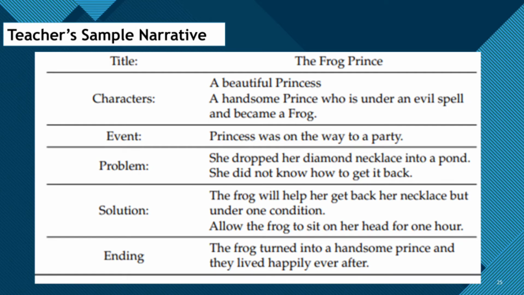Here is the sample narrative. The title is The Frog Prince. The characters, we have the beautiful princess and the handsome prince who is under an evil spell and became a frog. The event, princess was on her way to a party. The problem, she dropped her diamond necklace into a pond. She did not know how to get it back. And the solution, the frog will help her get back her necklace but under one condition. Allow the frog to sit on her head for 1 hour. And the ending, the frog turned into a handsome prince, and they lived happily ever after.